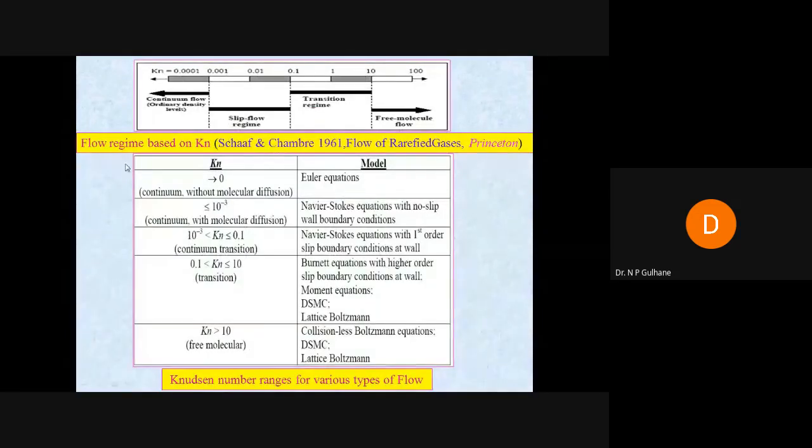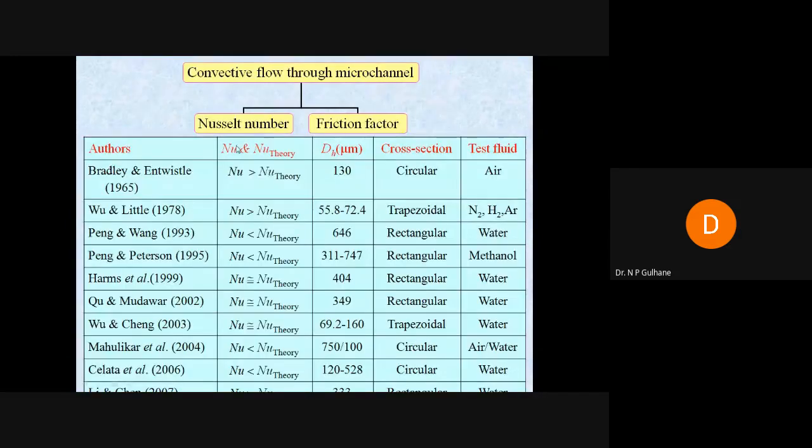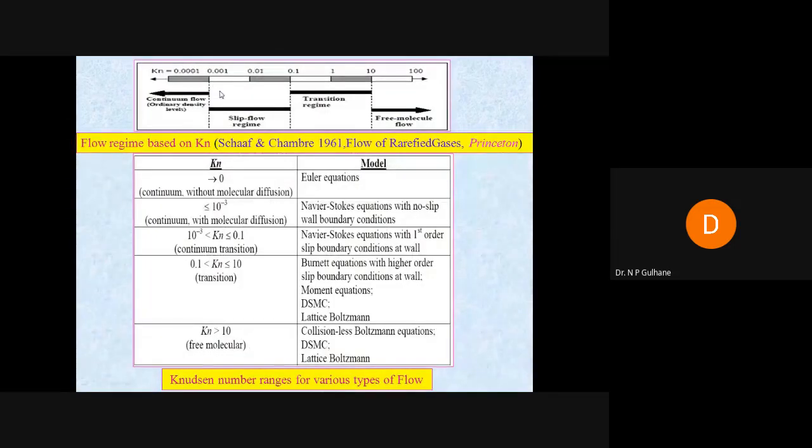So you see, the Nusselt number and friction factor you are studying at this micro level, in the microtube, is a continuum region. That variation is given by the Knudsen number. Knudsen number is a ratio of dH upon lambda, hydraulic diameter upon the mean free path. If this Knudsen number tends to 0, we have to solve the entire model by numerical simulation using the Euler equation. That is called the continuum region without molecular diffusion.